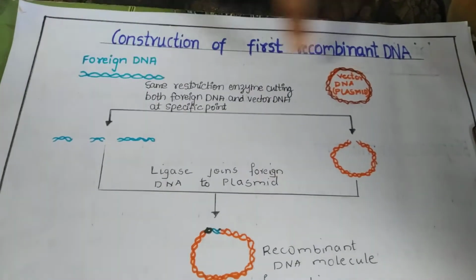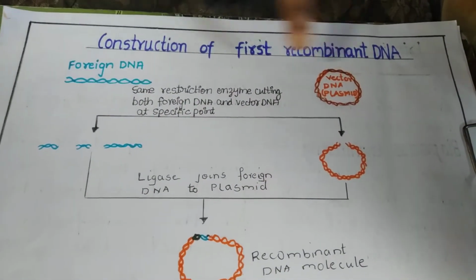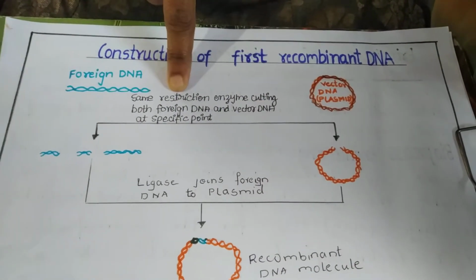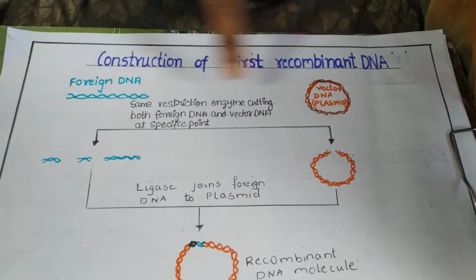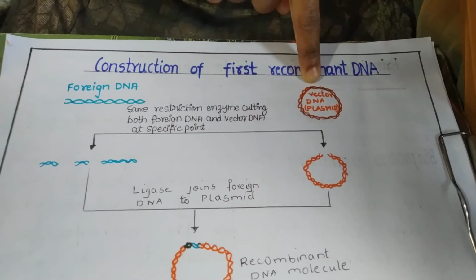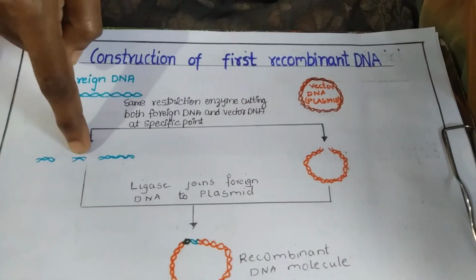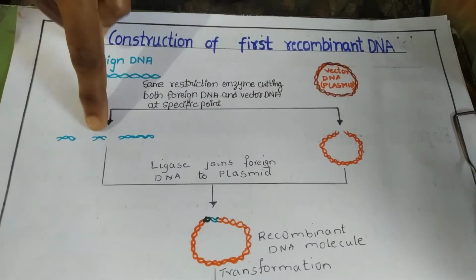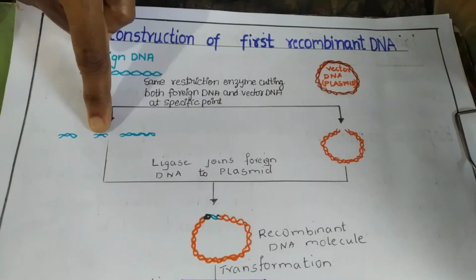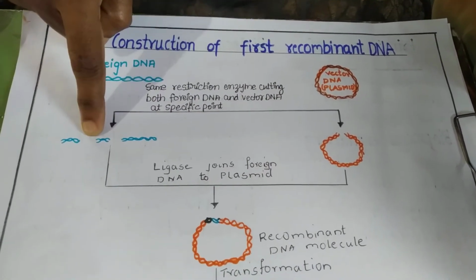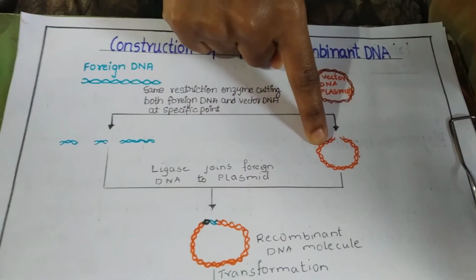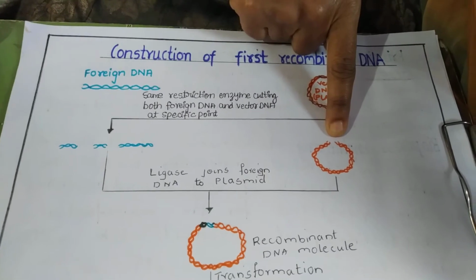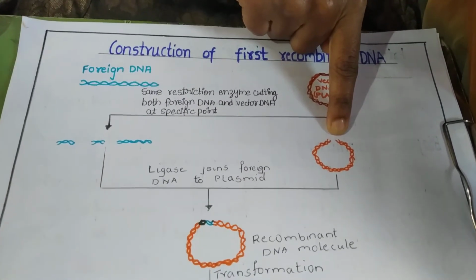Both the foreign DNA as well as the plasmid vector have to be cut by the same restriction enzyme. The foreign DNA is cut into small DNA fragments with the help of restriction enzymes, and the plasmid DNA is also cut by the same restriction enzyme.